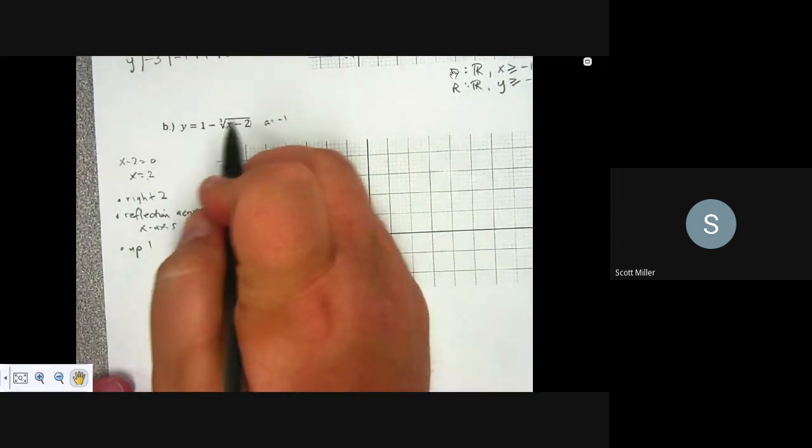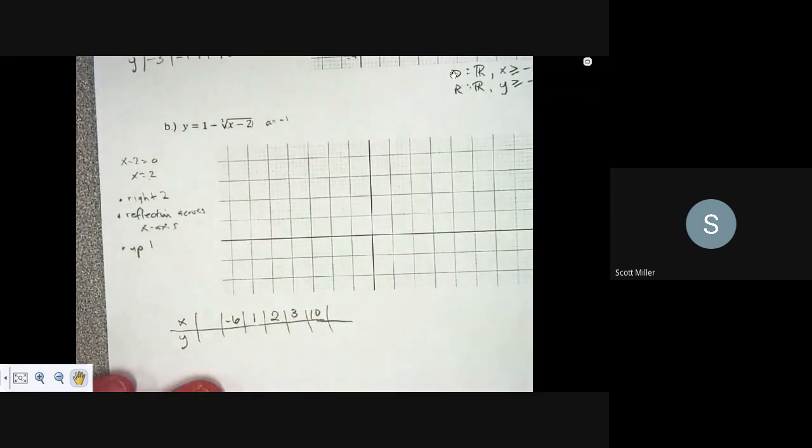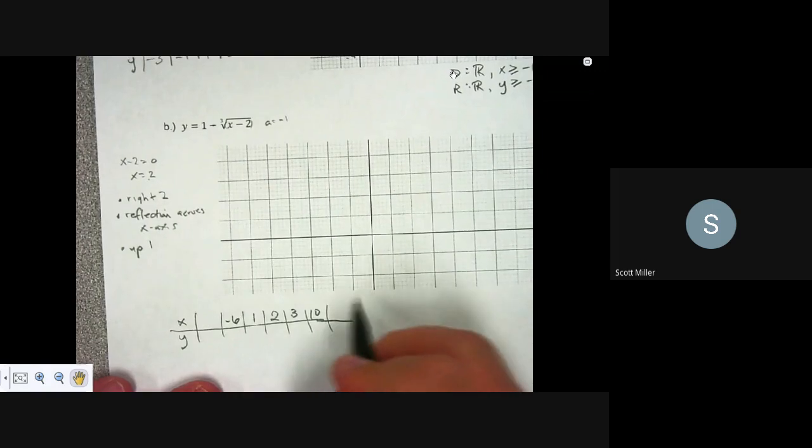What number do I plug in here to get a negative 8? Negative 6. And that's a good place to start. I don't really get it. Very rarely you're going to be able to get to the 27.